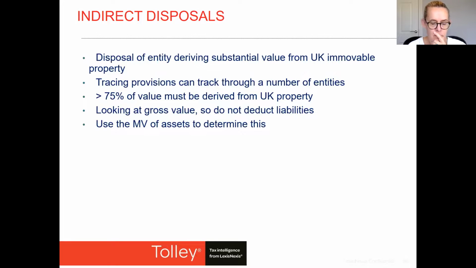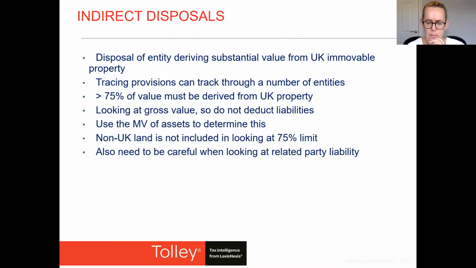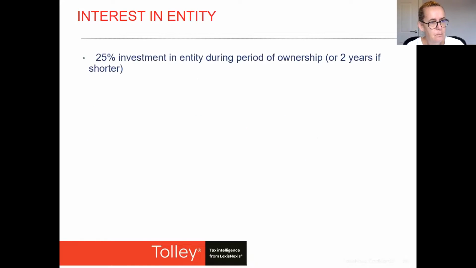In reality, most property companies that I come across are just UK property, but there will be big multinational companies that have got value in that. We don't look at non-UK land, we are only looking at UK land. There are also other provisions, so there are provisions to do with related party liabilities. You can track the value through a number of different entities. But I am going to run out of time this morning, so I'm not going to be able to talk about that in more detail.